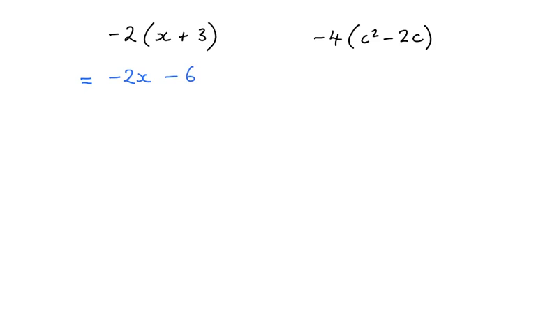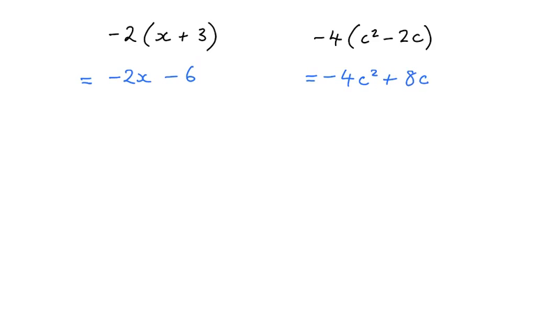Let's look at the second one. I've got to multiply everything inside that bracket by minus 4. So the answer becomes minus 4c squared. And once again, let's be careful about the minus 4 times the negative 2c. Now a minus times a minus will become a plus. So that is now plus 8c.